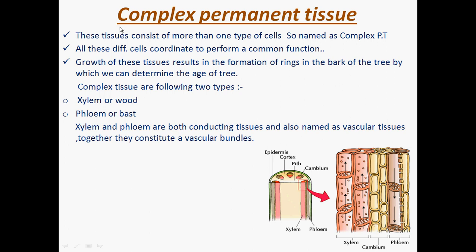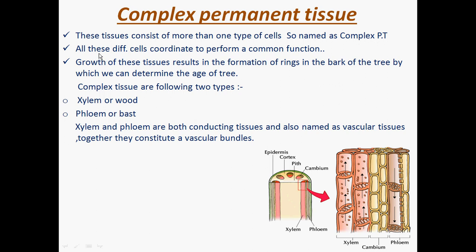So, students, this tissue is known as a complex permanent tissue because it contains a group of different types of cells, with different skills. It is named complex permanent tissue because it contains more than one type of cell. That means different cells. That is why it is named a complex permanent tissue, students.